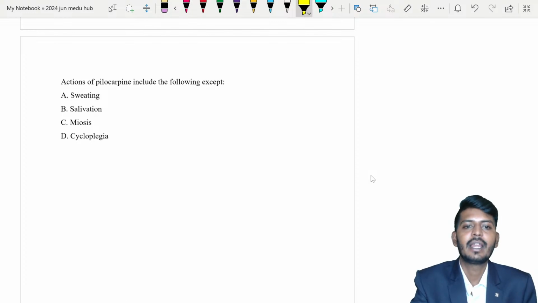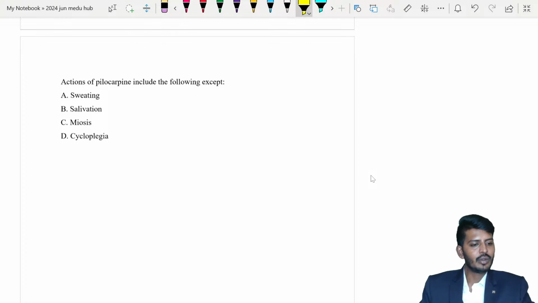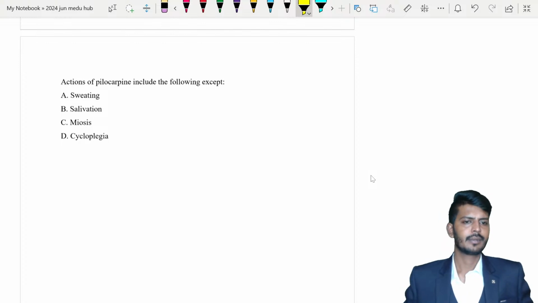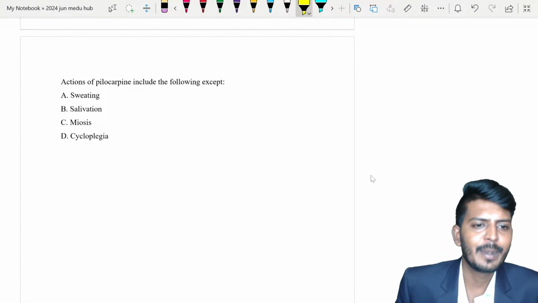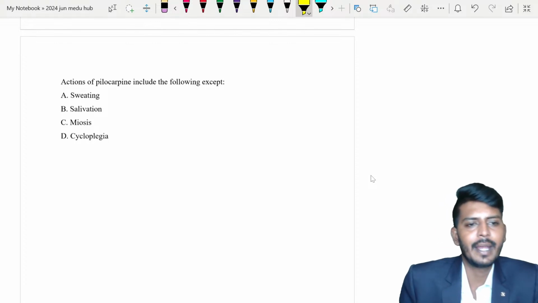Actions of pilocarpine include all of the following except: sweating, salivation, meiosis, and cycloplegia. चलिए, what are the actions of pilocarpine? हाँ, बस तुक्का ही लगाना है, ऐसा कोई दिक्कत नहीं. Actions of pilocarpine include all of the following except. चलो आंसर बता दो. So pilocarpine is what?